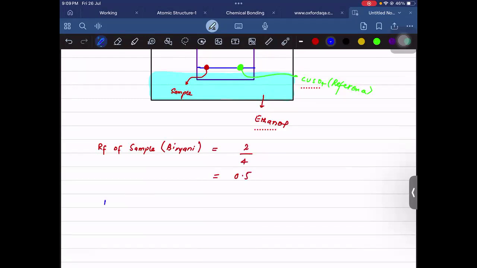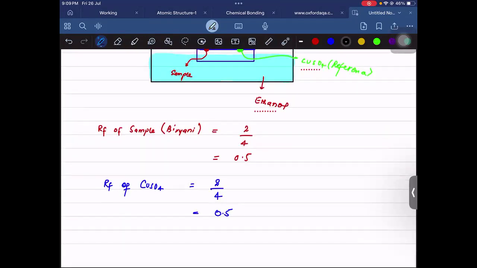And also the RF value of copper sulfate is equal to 2 by 4, that is 0.5. So this means that the two RF values are the same. I can say that the copper sulfate is present in our sample. Are you getting my point?